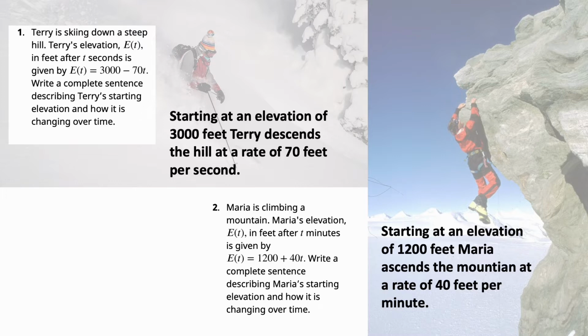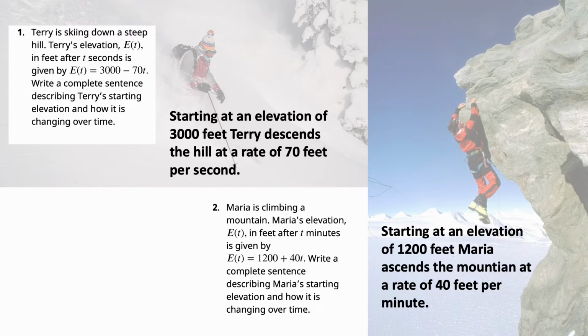Terry is skiing down a steep hill. Terry's elevation, E of t, in feet after t seconds is given by E of t equals 3,000 minus 70t. So E of t, we could also say, when using function terminology, elevation is a function of time. All right, so elevation is the output variable, and time is the input variable.